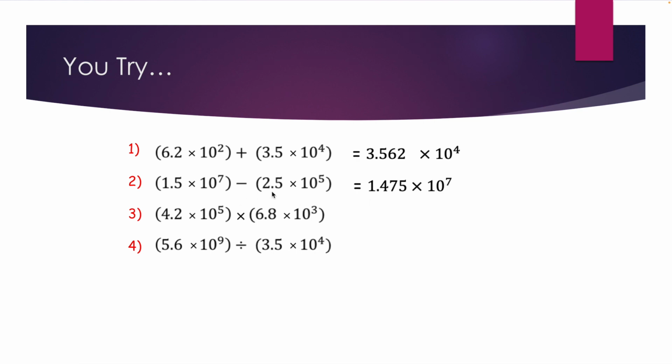For number 2, we're going to either make this a power of 5 or this a power of 7. Subtract our front numbers and then put it back into proper scientific notation. We get 1.475 times 10 to the power of 7.